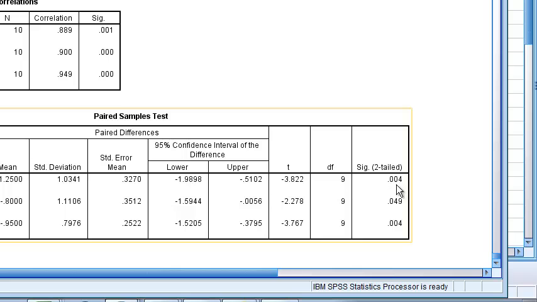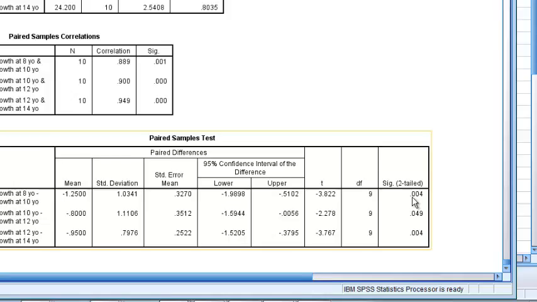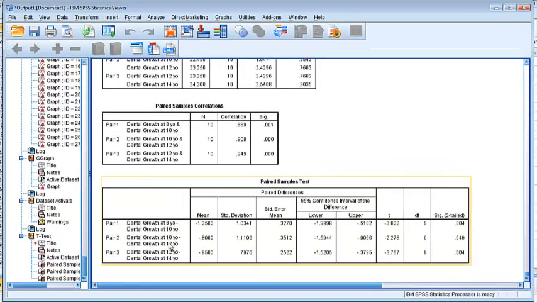Alright. So when you compare 8 and 10 years, the p-value is 0.004. When you compare pair 2, which is 10 to 12, the p-value is 0.049, and when you compare 12 to 14, the p-value will be 0.004.